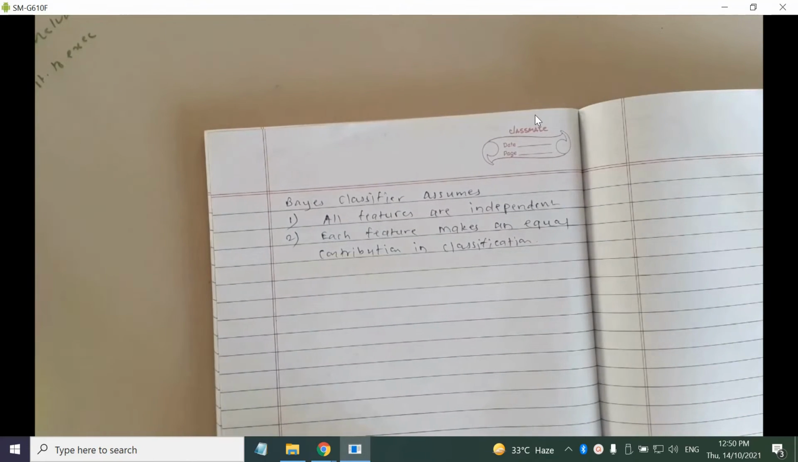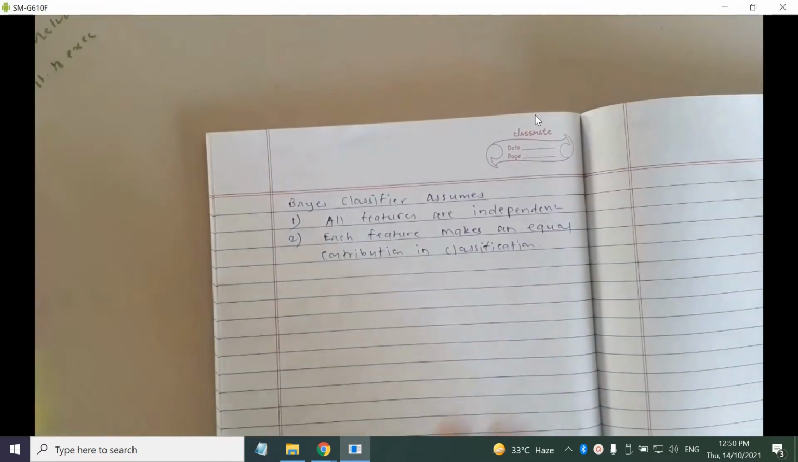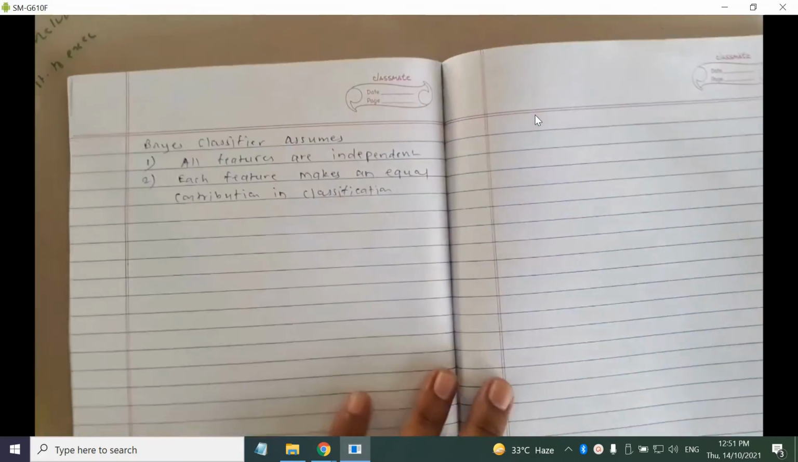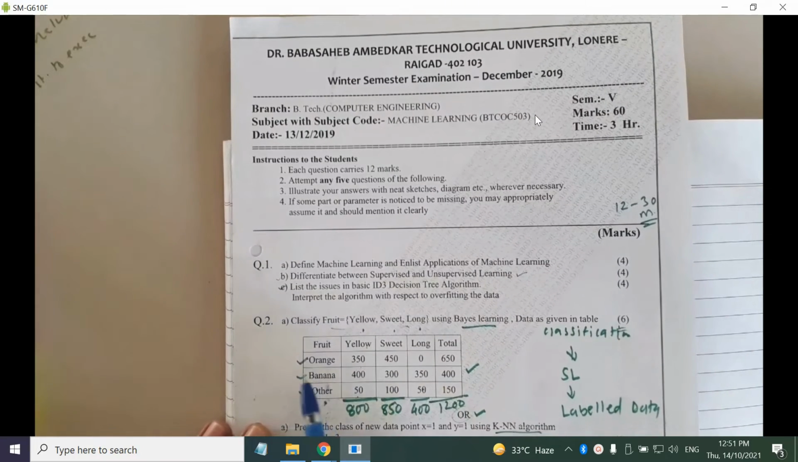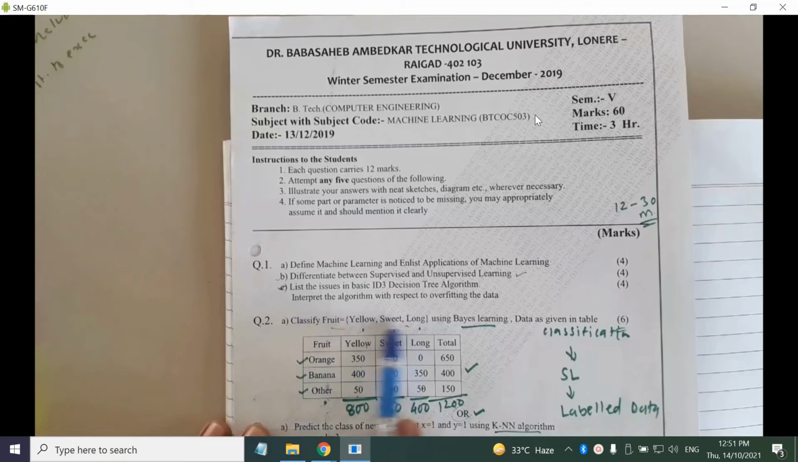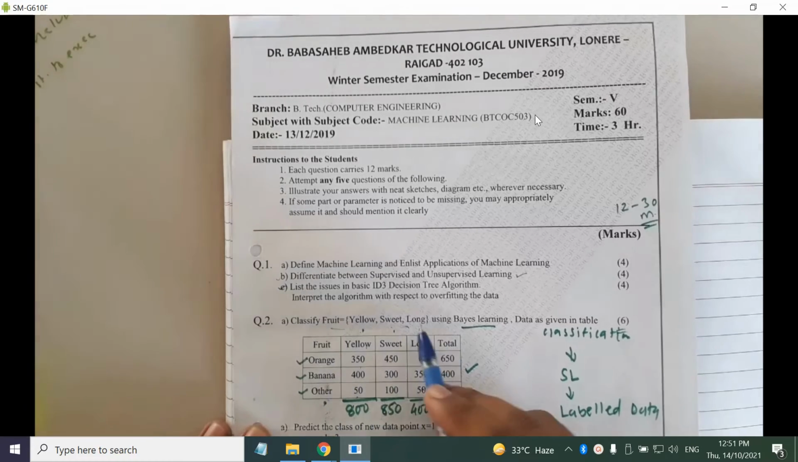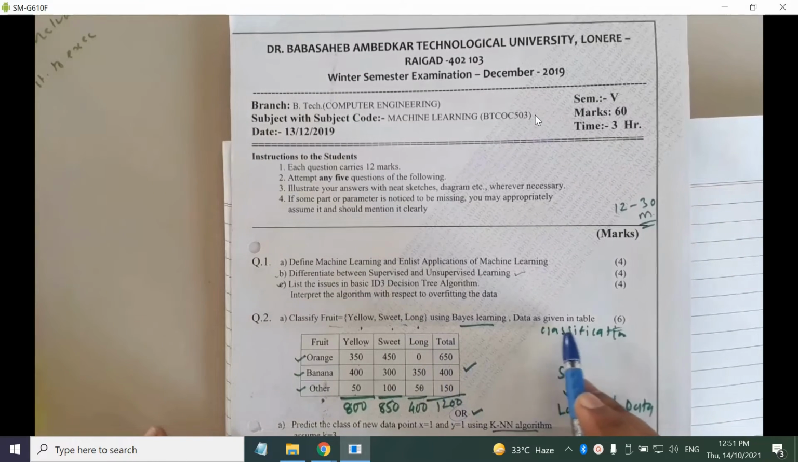Now we will be seeing one example through which you will understand how to utilize this equation for classification. There was a problem asked for 6 marks in our previous D2 paper. It says to classify this sample: one fruit is given which is yellow in color, sweet in taste and long in shape, using the Bayes learning data as given in the table.